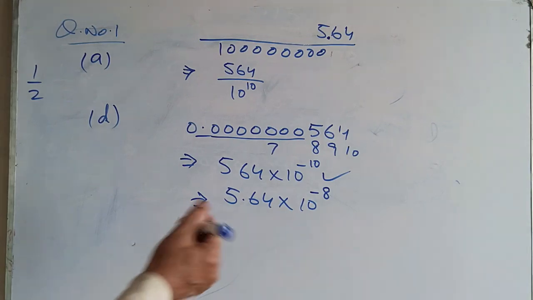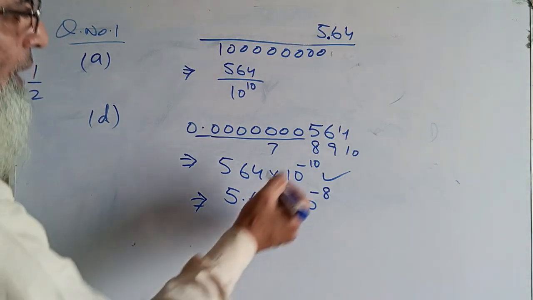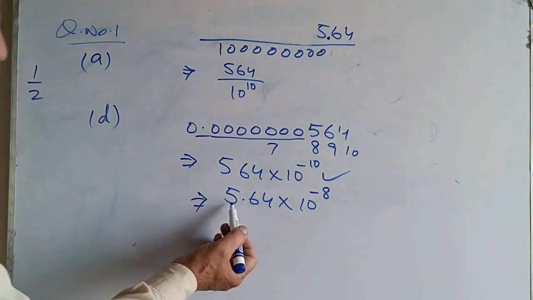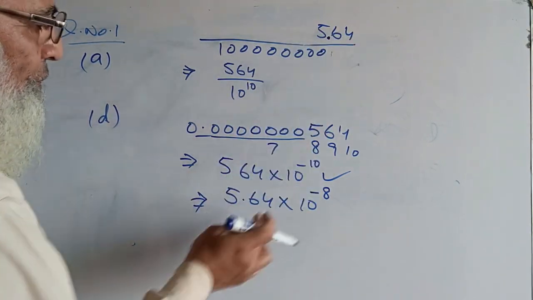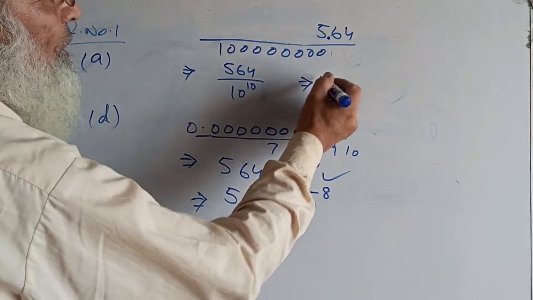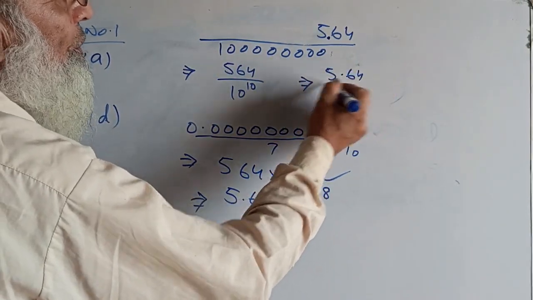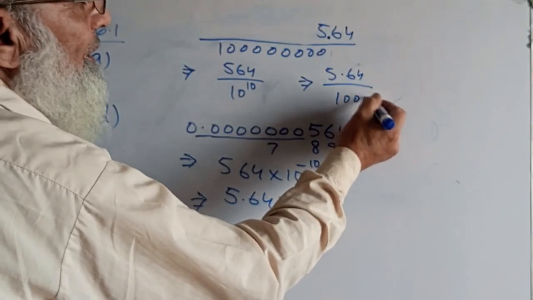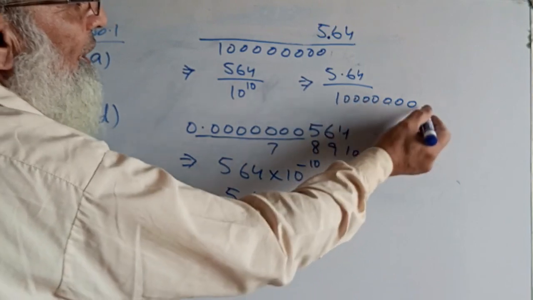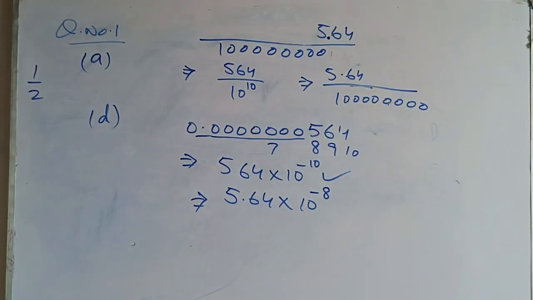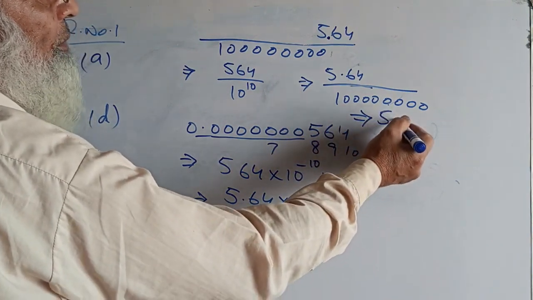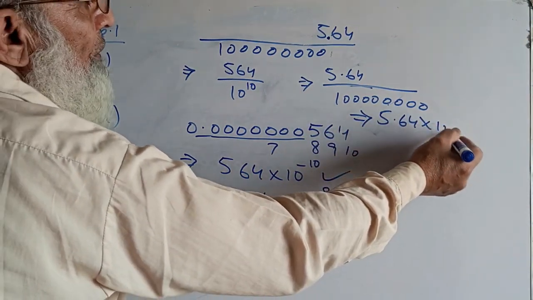Now what will happen is that, rather than writing it like this, we'll write it like this, 5.64 into, these are 8 zeros over here, 1, 2, 3, 4, 5, 6, 7 and 8. So these are 8 zeros over here. So simply it will become 5.64 into 10 raised to power minus 8.